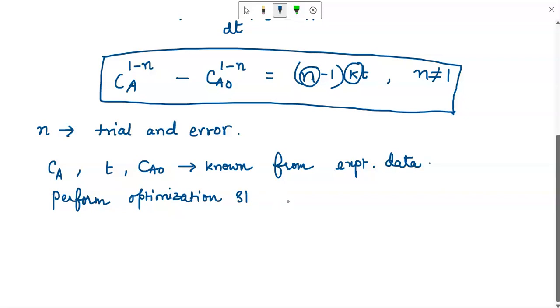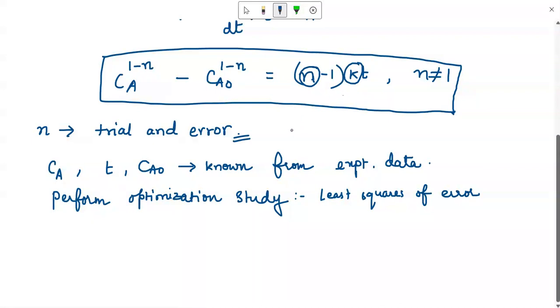By optimization study, I mean you do a general least squares of error between the experimental data and model predicted data, and you can estimate the unknown parameters k and n. This is another way to go about things, but for the sake of undergraduate courses, the general trend is to use trial and error method and find the value of n which minimizes the variation in the rate constant value or k value.